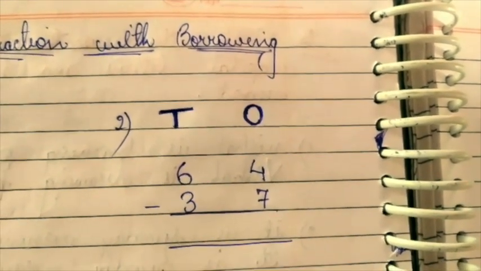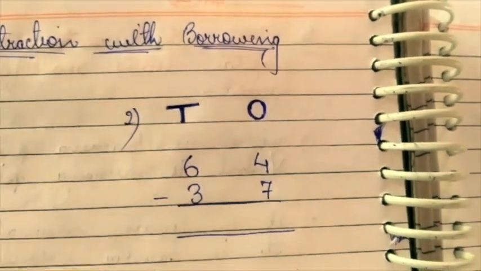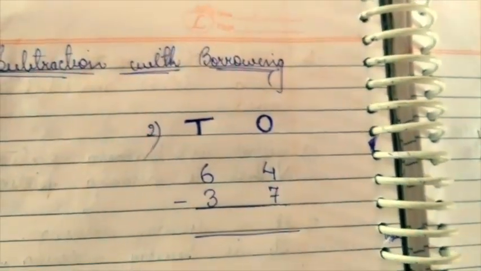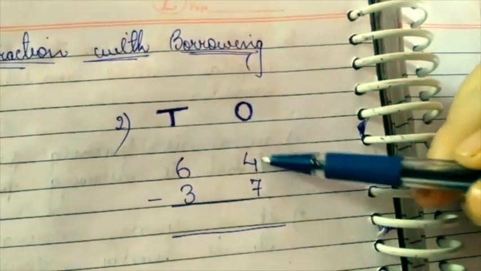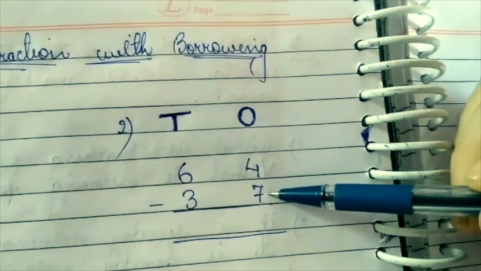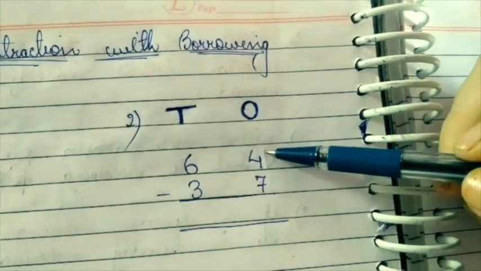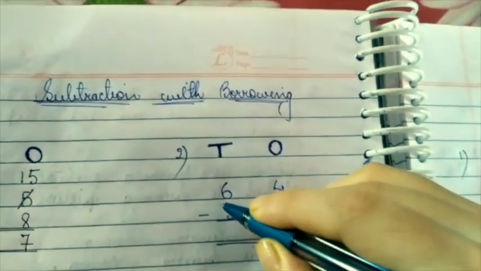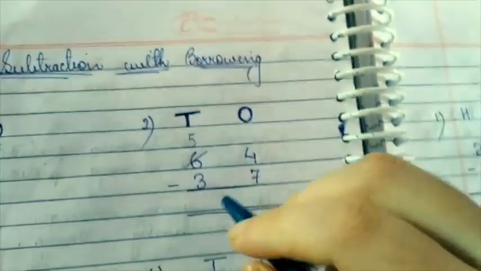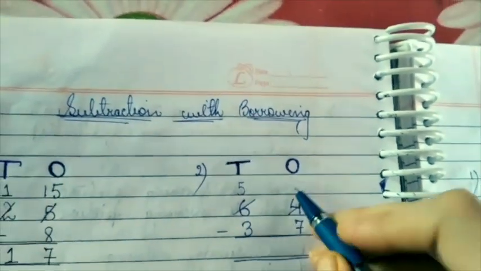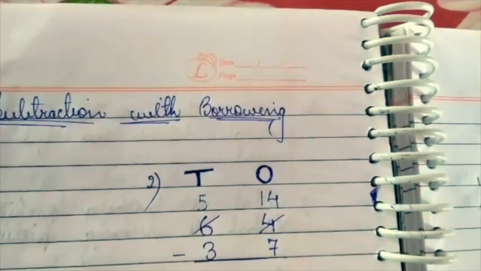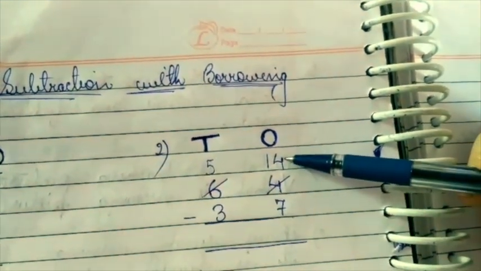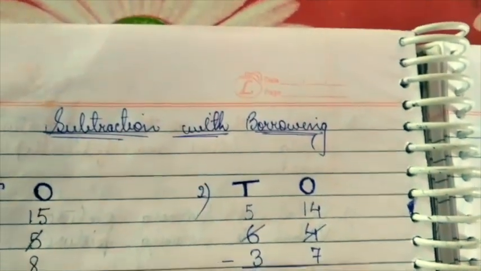So students, let us find the difference between 64 minus 37. Let's solve ones first. 4 minus 7. Students, we cannot subtract 7 from 4. So we will borrow 1 tens from 6 tens. So 6 becomes 5, and when we borrow 1 tens, 4 becomes 14. 14 means 1 tens, 4 ones. Now we can subtract 7 from 14. So 14 minus 7 is equal to 7.